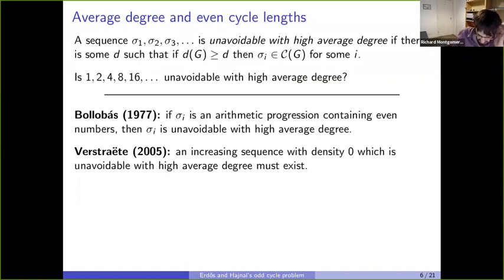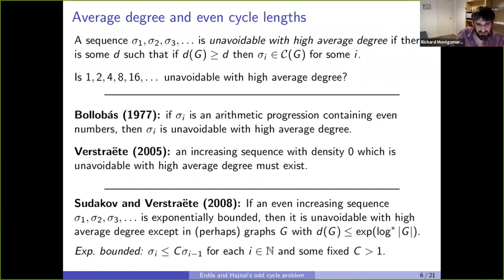Okay. So later, in work with Benny Sudakov, Verstraëte got really close to showing that there are lots and lots of sequences which are unavoidable with high average degree. The results are quite complicated written down, so I'll write down a simplified version of it. If a sequence contains even numbers and is exponentially bounded, then it is unavoidable with high average degree, except perhaps in really, really sparse graphs. Here exponentially bounded is what you think it means: there's some constant for the sequence so that each subsequent term is at most that constant times the previous one.